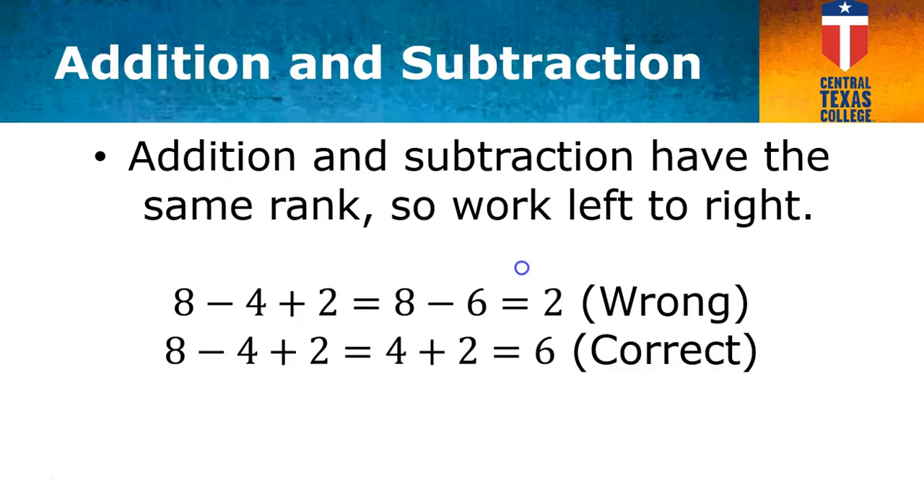And this is the correct way. So 8 minus 4 is 4, write the rest of the problem, so then 4 plus 2 is 6. And you get completely different answers. So that's why I said it's very important that you follow the order of operations, or you'll get the wrong answer in the end.